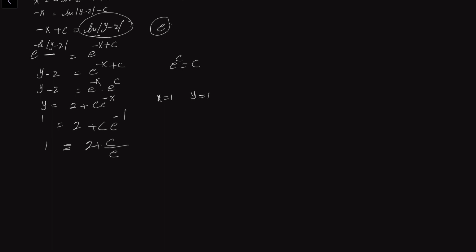Let's now get the c. We want to try to get the c. Subtract 2 from both sides: 1 minus 2 equals c over e. So negative 1 is equal to c over e. Multiply, so c is equal to negative e. Okay, c is equal to negative e.